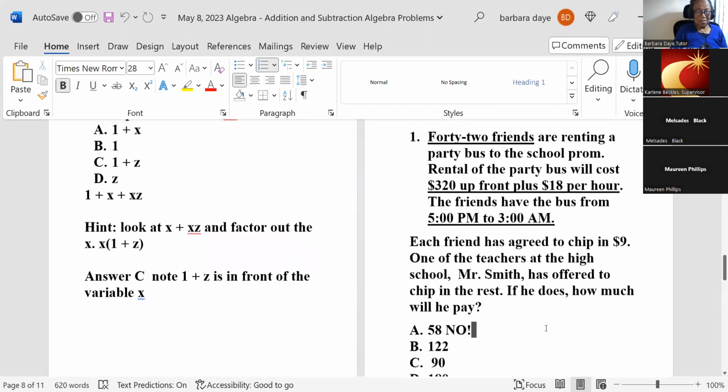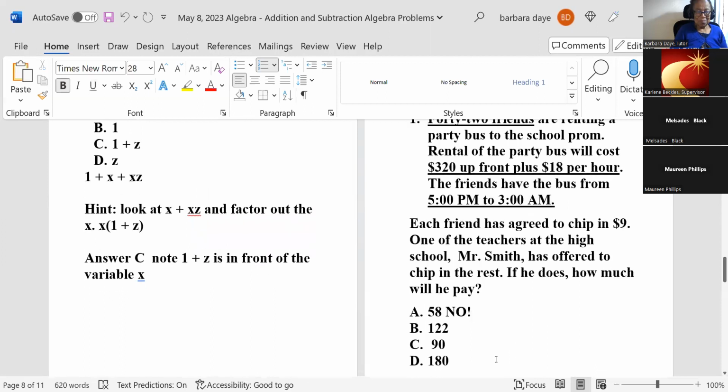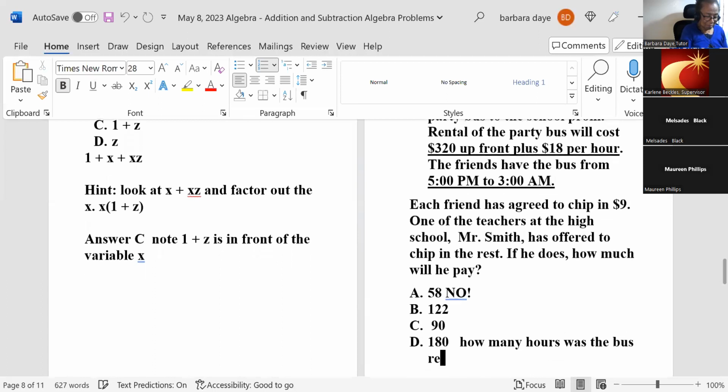Okay, 42 friends are renting a party bus. So there's 42 friends. Where's my pen? 42 friends renting a bus. So the rent of the party bus will cost $320 upfront, plus the bus is rented for how many hours?